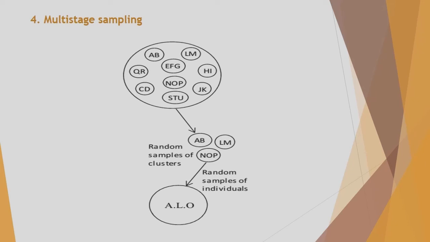We take an illustration. For example, in stage 1, we might use cluster sampling to choose clusters from a population. Then in stage 2, we might use simple random sampling to select a subset of elements from each chosen cluster for the final sample.